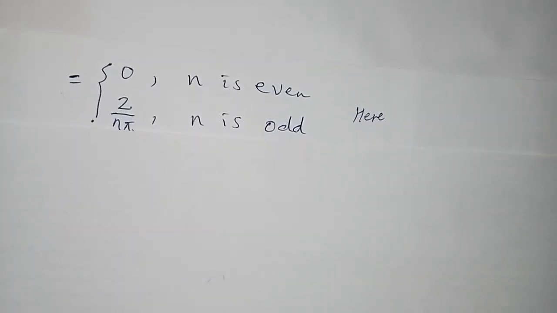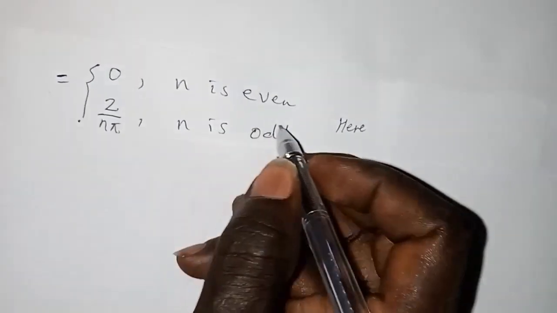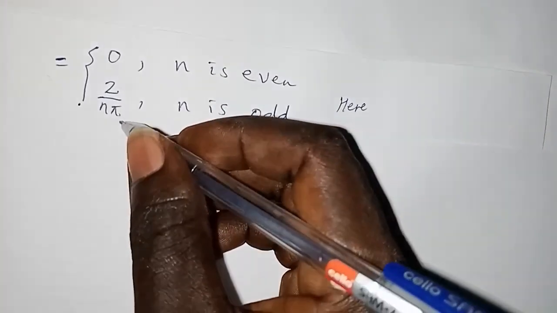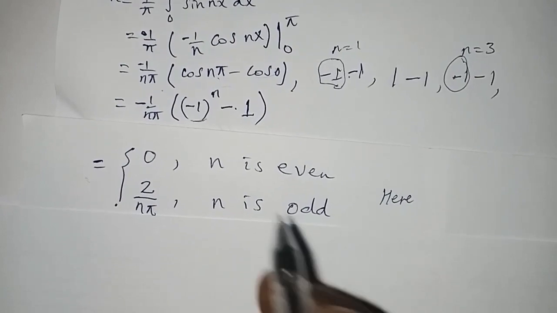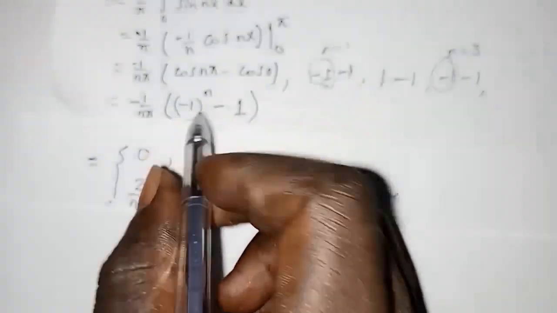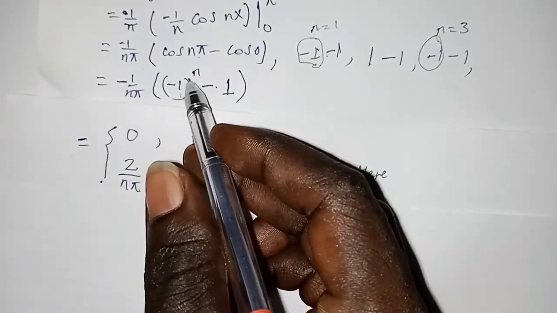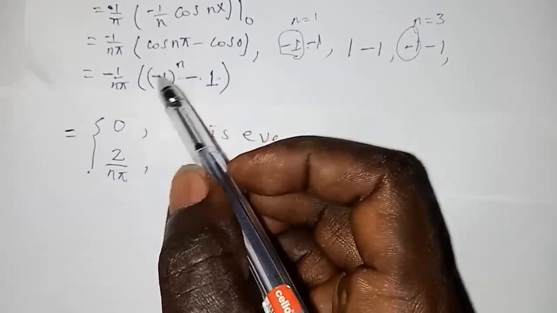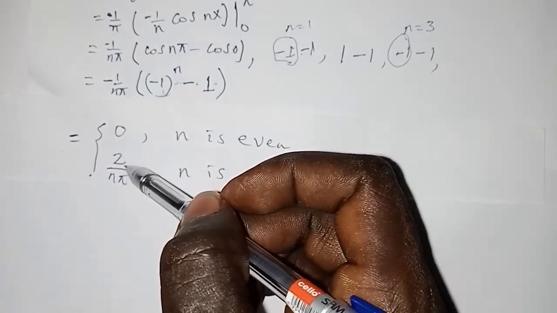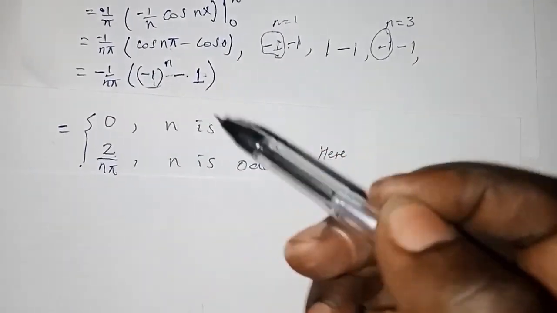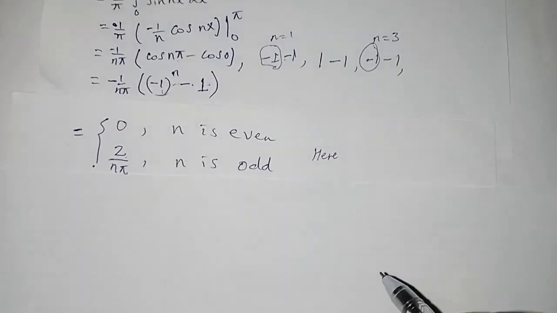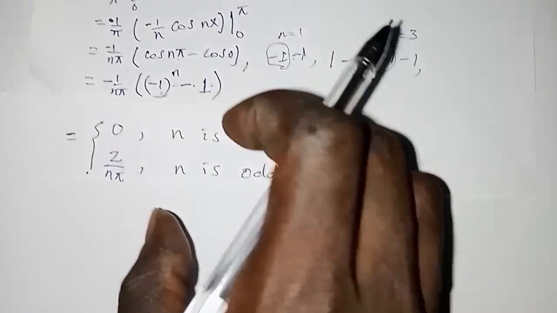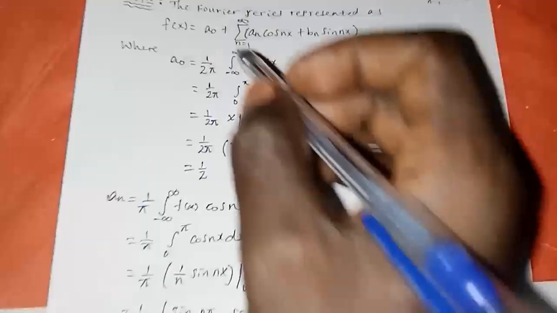Or if n is odd, then it changes to 2 over n pi, because if you substitute negative 1 and negative 1 is negative 2, negative 2 times negative 1 is positive 2 over n pi, when n is odd.